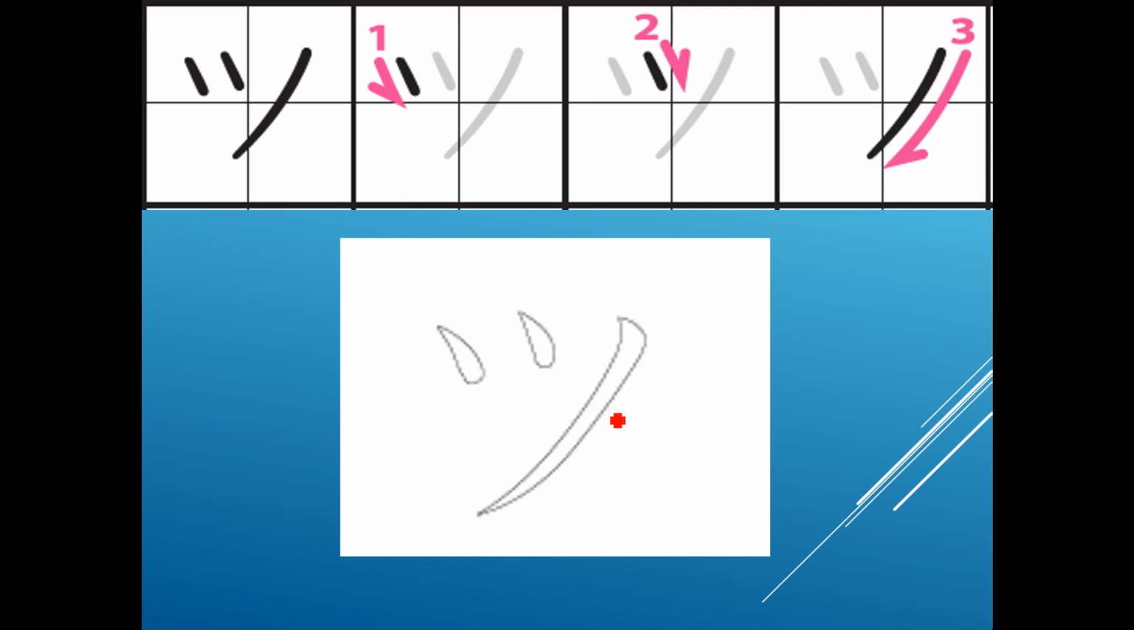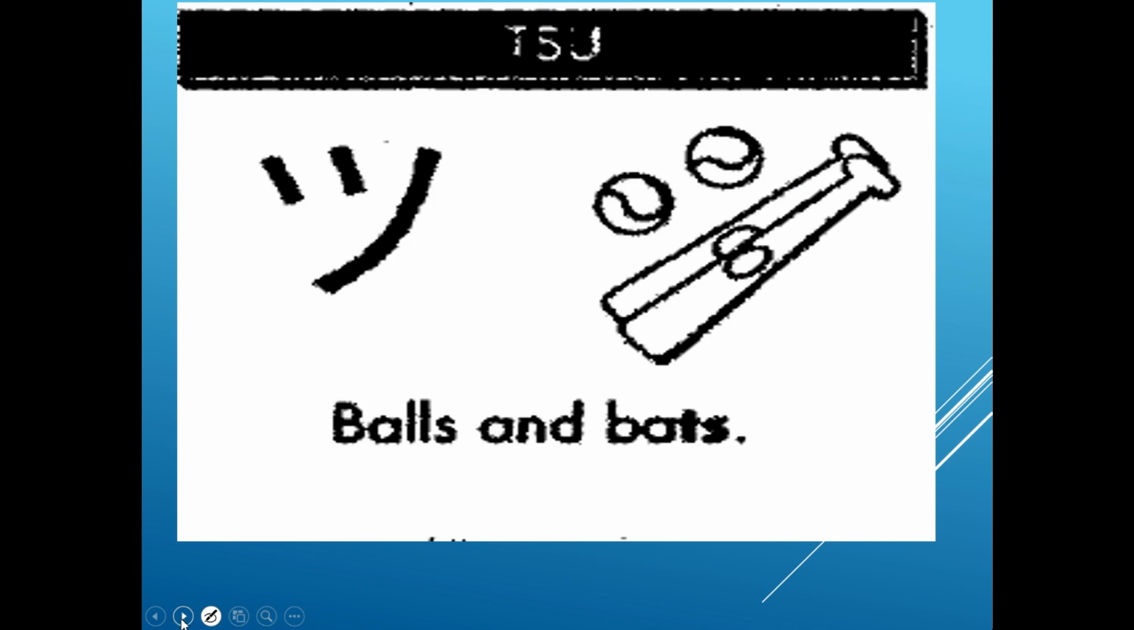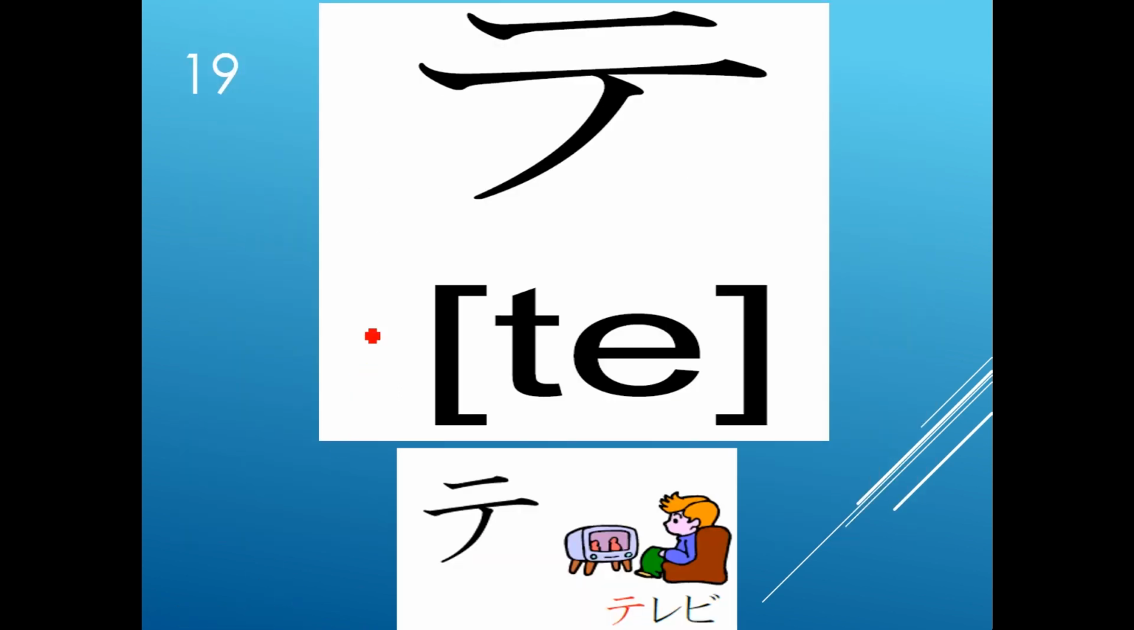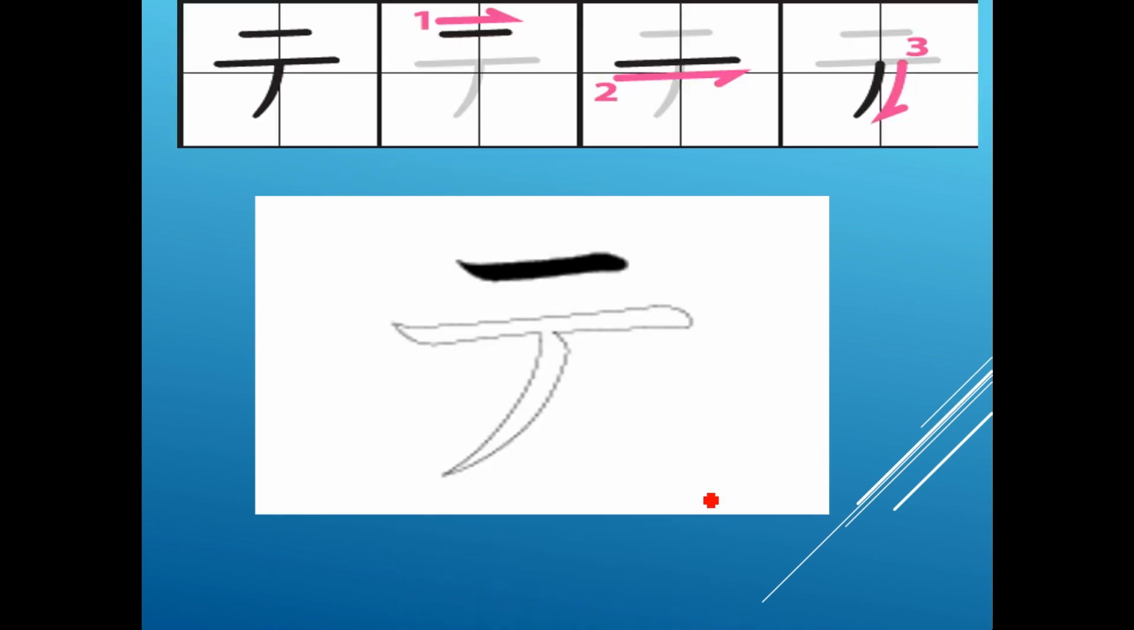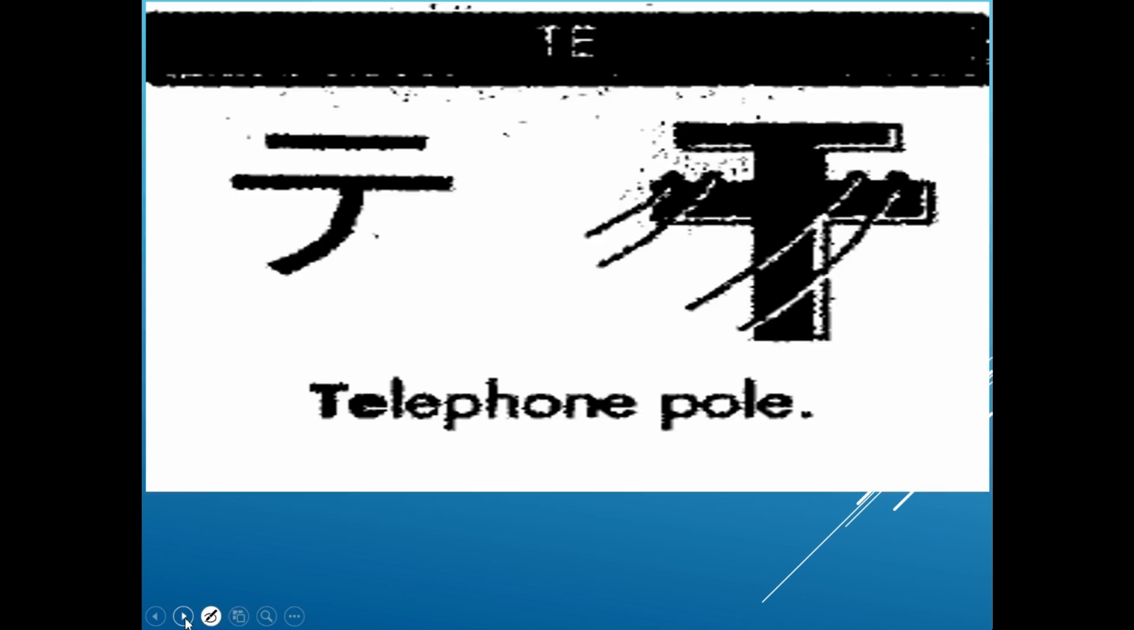You can see here, for tsu we are starting from the top. 1, 2, and 3 stroke order. Tsu as in balls and bats, you can relate with this picture. Ball and bat is there. Next letter is te. Te as in terebi. This person is watching television. Three strokes: 1, 2, and 3. You can relate it with this telephone pole.